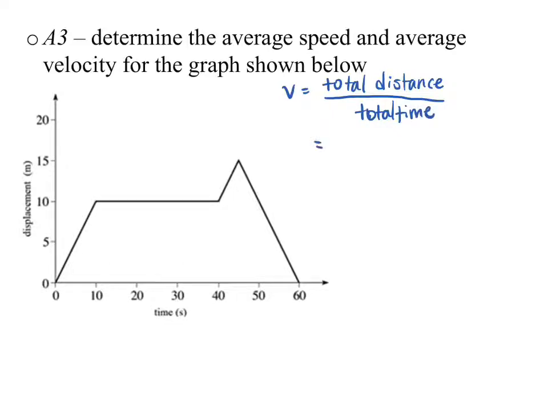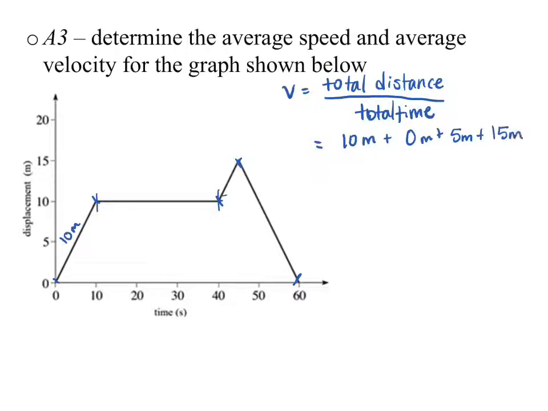Okay, so let's look at the distance. From here to here we go 10 meters. Okay, from here to here, guess how far we go? 0 meters. From here to here, it goes from 10 to 15, so that's an extra 5 meters. And then from here to here, yeah, sure, it's going backwards, but that's still traveling 15 meters.